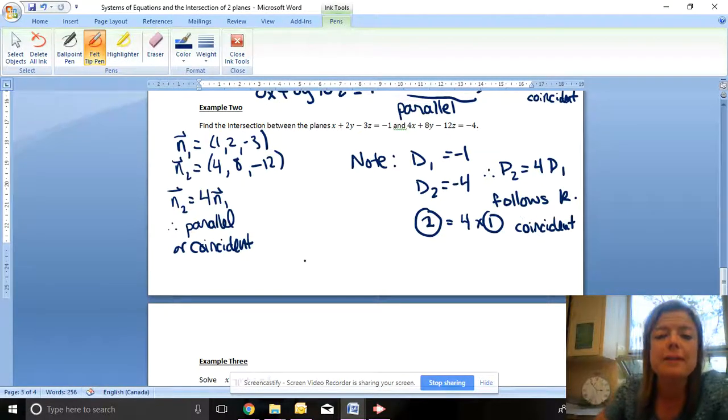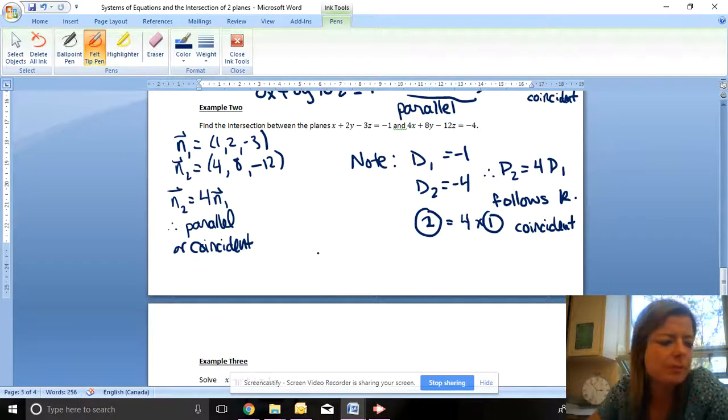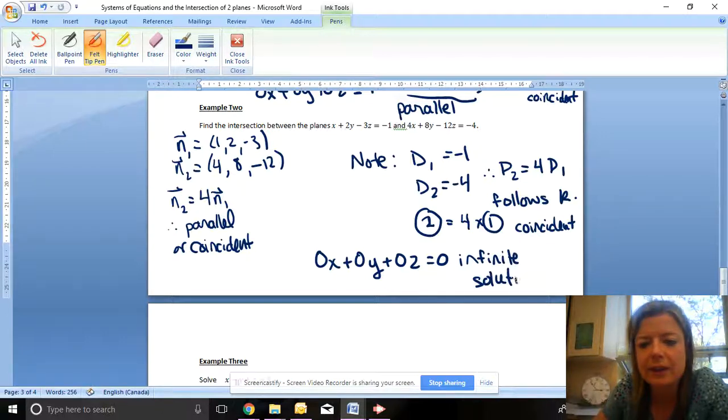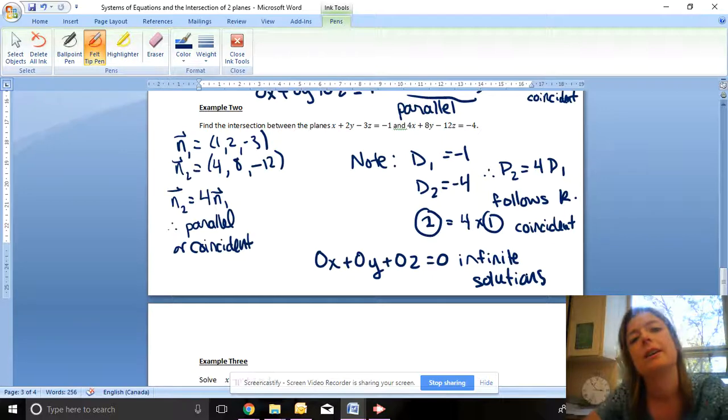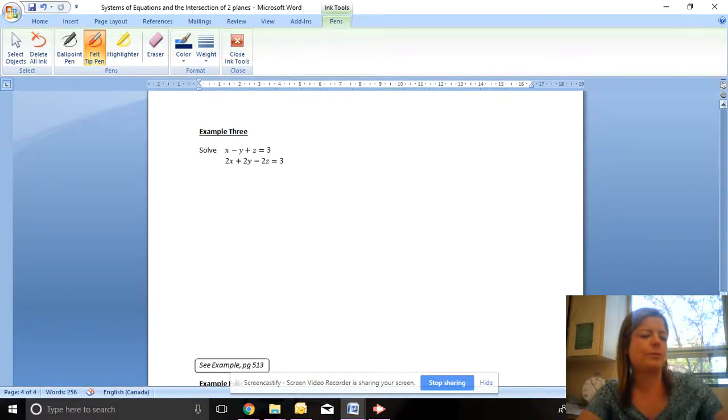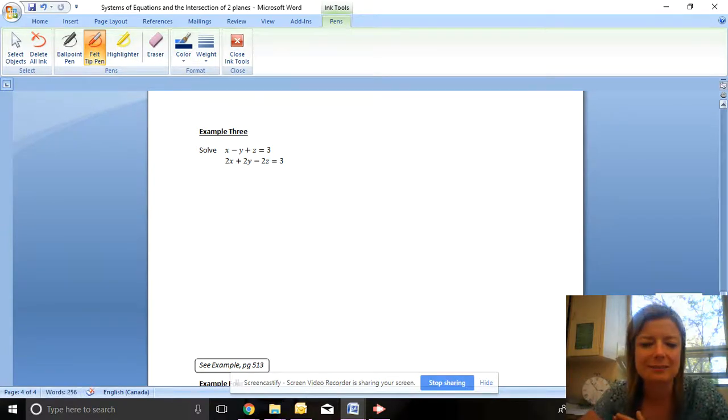Okay, the other way is if you actually try to solve this system, you'll result with 0x plus 0y plus 0z equals 0. So there are infinite solutions to that system because anything you put in for x, y, and z will satisfy that equation. So that's how you know they're coincident. Okay, let's go to what happens if there's a line of intersection. How do we find that line?